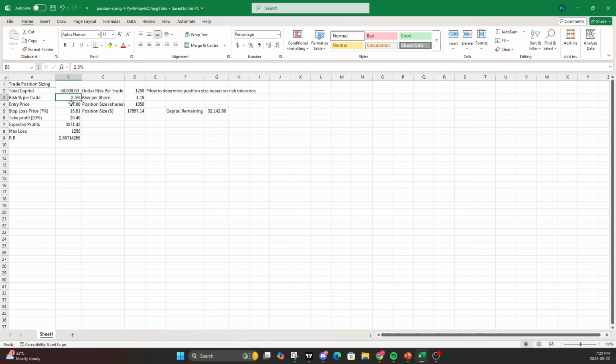And then after that, I'll set my entry price, right? So whatever I'm buying the stock at, wherever that buy zone is, that's where I'll put my entry price. Stop loss here I have set as 7% of the entry price. You can adjust this as well.